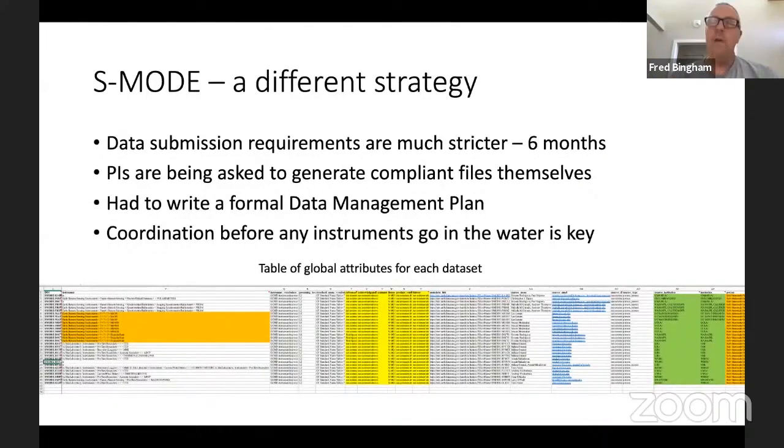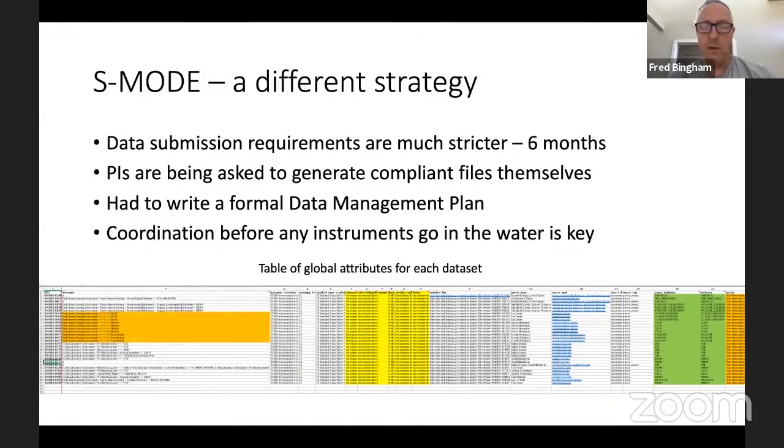In SPERS, I simply accepted whatever data came from the PIs and reformatted it to my own liking. We're going to have to take a different strategy in S-MODE. Data submission requirements are a lot stricter. With S-MODE, within 6 months of the end of each field campaign, we'll have to be submitting finalized data to PODAAC, our data repository.